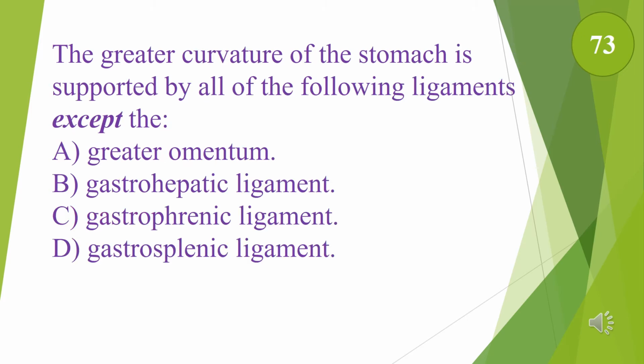The greater curvature of the stomach is supported by all of the following ligaments except the: A. Greater omentum, B. Gastrohepatic ligament, C. Gastrophrenic ligament, D. Gastrosplenic ligament. The answer is B, gastrohepatic ligament. This one you can figure out even if you don't know the anatomy, because the question is asked with "except." The gastrohepatic ligament is far away from the stomach curvature, so you can reason this one out.